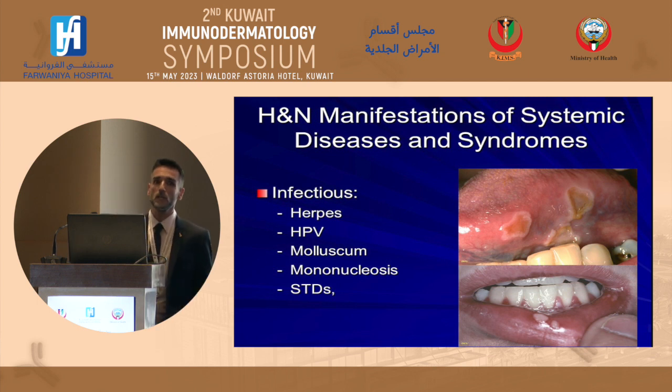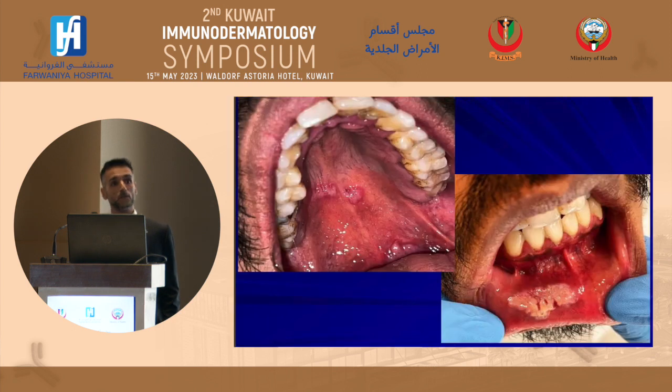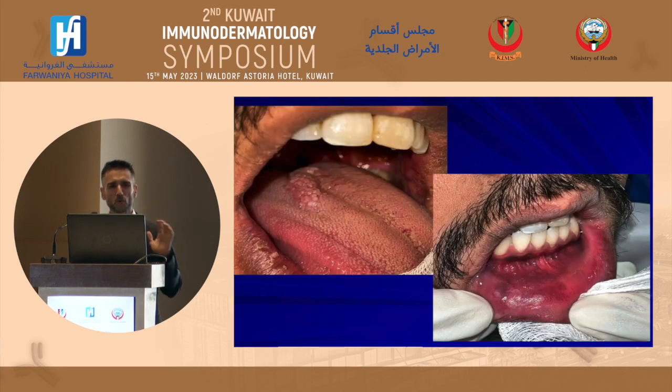Herpes infection in the oral cavity usually manifests on keratinized tissue, but in the case of a primary infection or an infection with HSV type 2, we will see the ulcers on non-keratinized tissue and a more severe presentation.